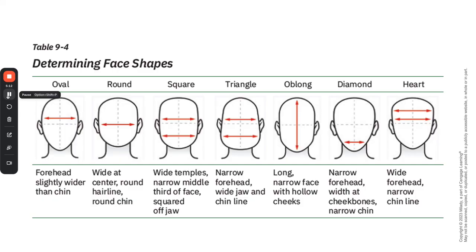They're going to have width at the cheeks and basically a narrow chin line. So everything else is going to be wider, and then they're going to be very narrow at the chin. And then your heart shaped face, they're going to have a wider forehead and narrow chin line. So I'm going to go to the next slide, and we're going to just break down all these face shapes.